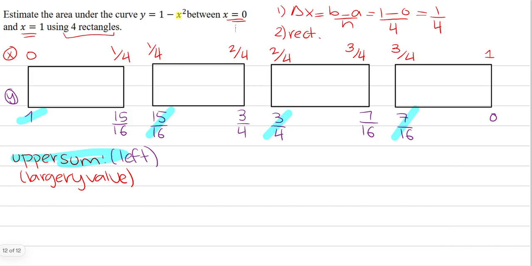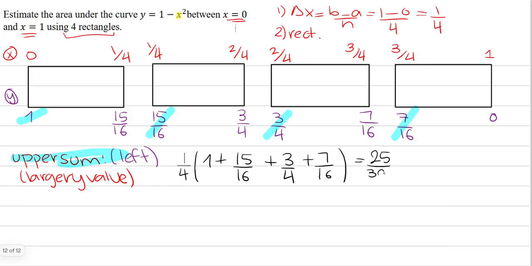Okay, now how am I going to solve this? First, I'm going to plug in my delta x, which we found was 1 over 4, into the values I highlighted. So all the values to the left, I'm going to add them to each other. So I'm going to do 1 over 4 times (1 plus 15 over 16 plus 3 over 4 plus 7 over 16). This is going to give me 25 over 32. Now on the slide, the doctor has a different answer, but she has the same formula here. So I'm pretty sure it's a mistake from her, because I did this on the calculator like a million times and I got this answer, which is 0.78125, but you don't really have to write it, just keep it as a fraction.